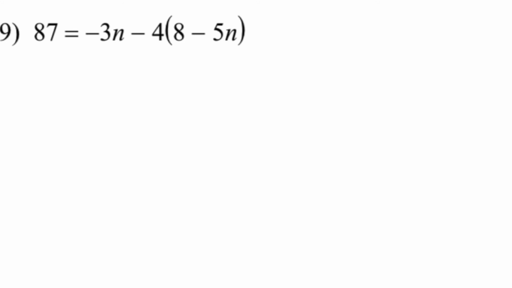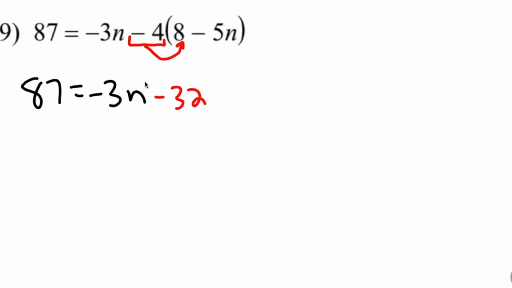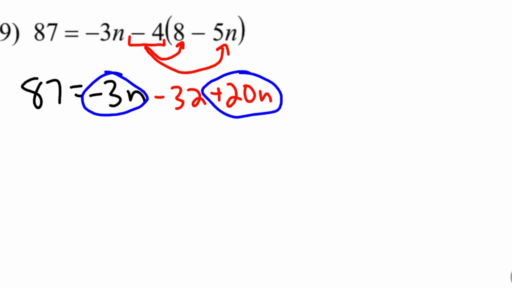Number 9, same type of problem. It's almost identical to the last one, so we will do this the same way. Recopy everything up until this point right here, and again, don't forget to take the negative with the 4. Negative 4 times 8 is negative 32, and negative 4 times negative 5 gives me a positive 20n. Combine your like terms. What are my like terms here? Well, negative 3n plus 20n. So I have 87 is equal to, add those together, negative 3 plus 20 is 17n minus 32.